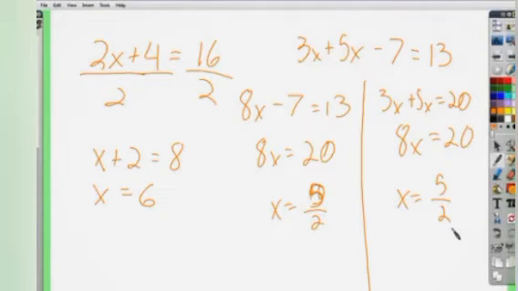Could you also do 2.5? Oh, sure. Okay. Hey, like I said, I prefer to leave things in fractions because it makes me less afraid of fractions. Right? Just leave it. 5 over 2. 20 over 8. Simplify.